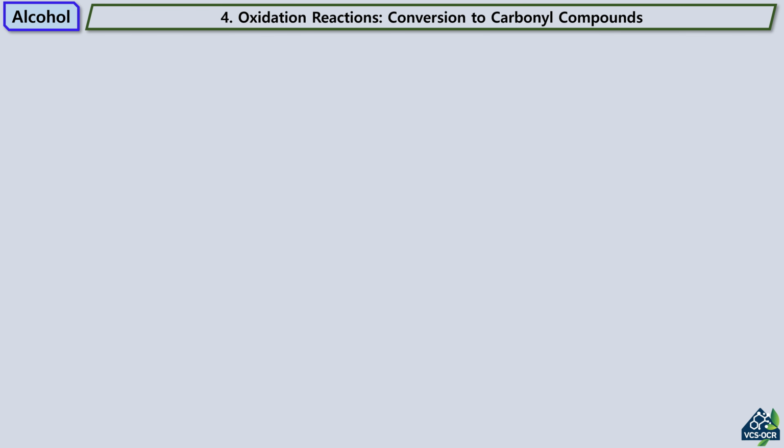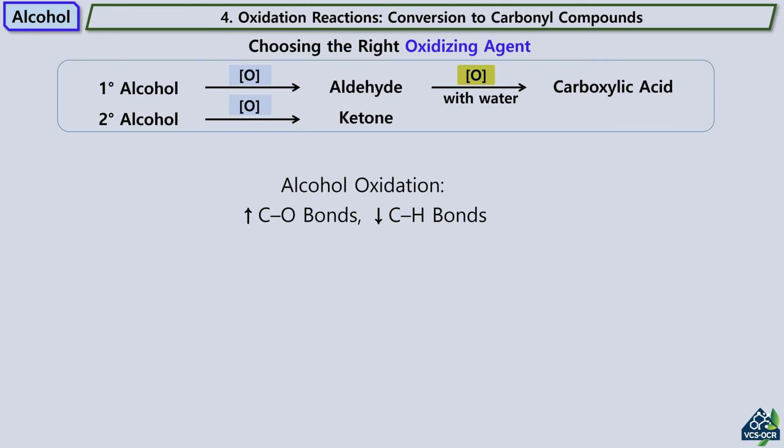Section 4. Oxidation reactions. Conversion to carbonyl compounds. Oxidation of alcohols increases the number of C-O bonds while decreasing the number of C-H bonds. Whether the reaction stops at an aldehyde or proceeds all the way to a carboxylic acid depends on the oxidizing agent and the reaction conditions.